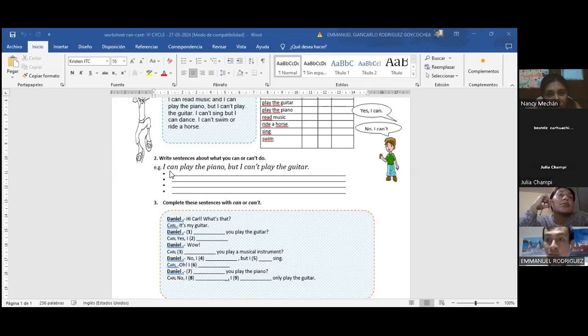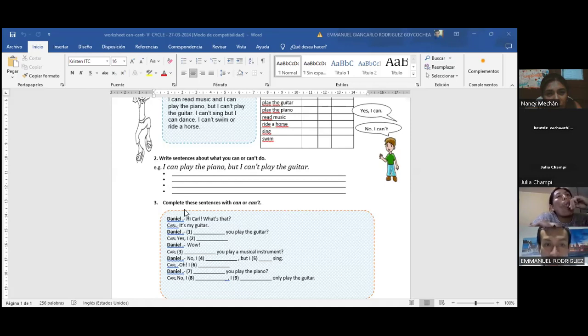Yo puedo realizar una actividad, pero no puedo realizar otra actividad. Entonces, I can play the piano, but I can't play the guitar. Yo puedo tocar el piano, pero no puedo tocar la guitarra. Ahí es donde tú tienes que hacer uso de lo que es el can and can't. ¿Muy bien? O sea, dos oraciones en una, utilizando el can, can't, and but. ¿Muy bien? Y luego, number three.